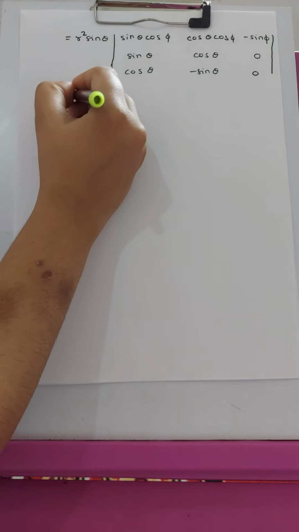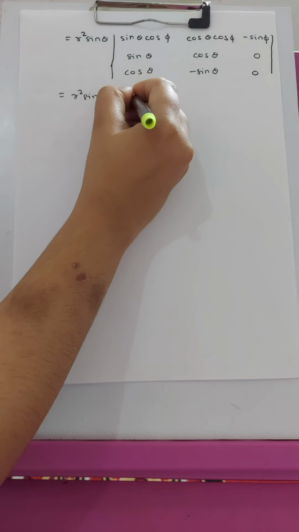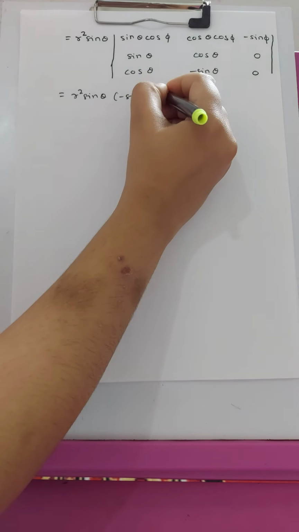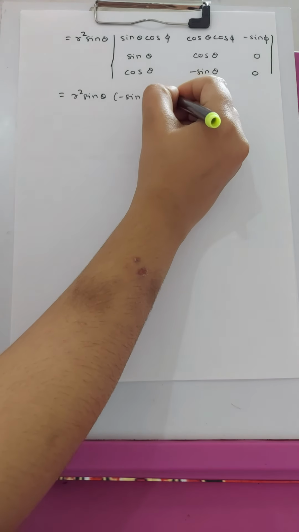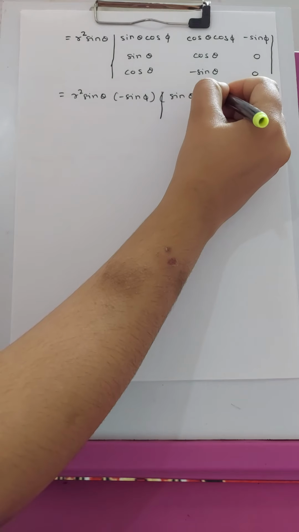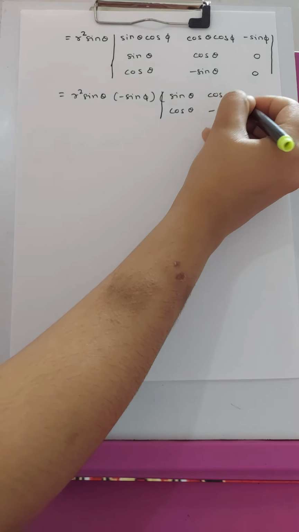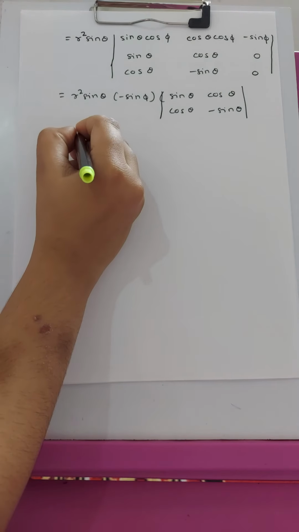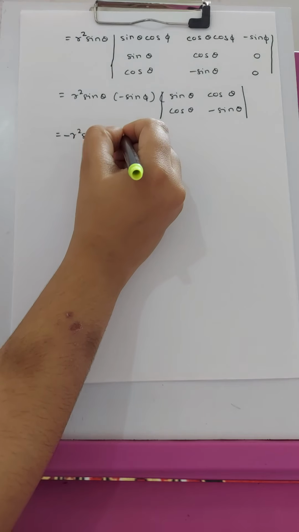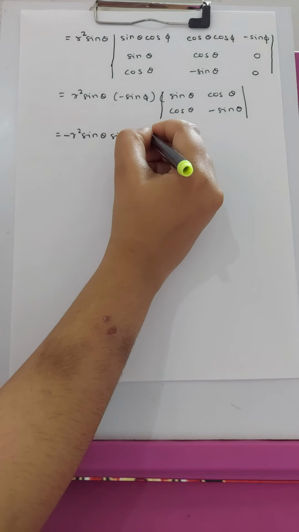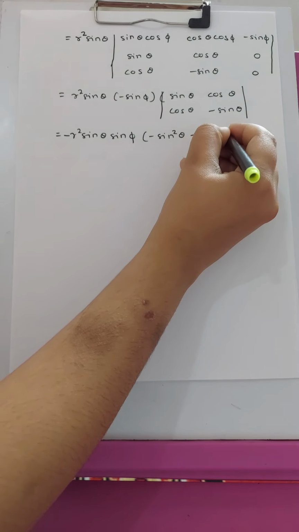Now solving this determinant we get r square sin theta times minus sin phi times the determinant with rows sin theta, cos theta and cos theta, minus sin theta. So finally r square sin theta times minus sin phi in bracket minus sin square theta minus cos square theta.